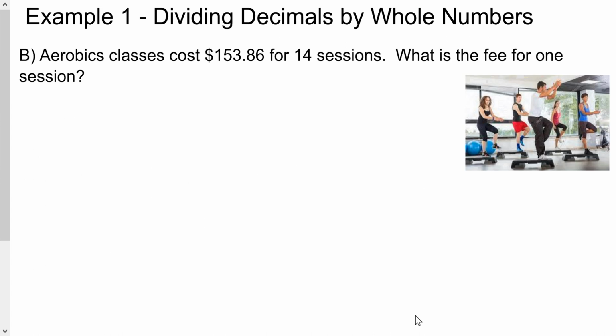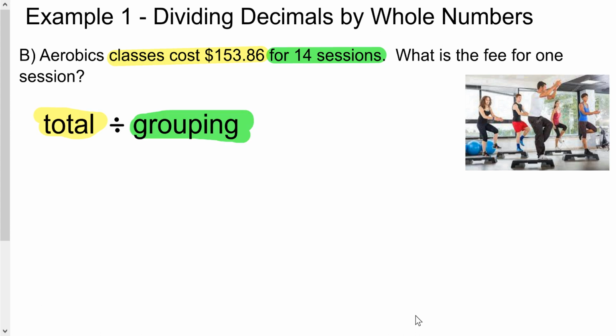Same thing is happening here in example 1, part B. The aerobics classes cost $153.86 for about 14 sessions. What is the fee for one session? Well, 14 has sessions next to it, so I think that's going to be the grouping number. So the total is going to have to be the total amount that you paid, $153.86. The grouping would be 14, and now we just set up our division problem.